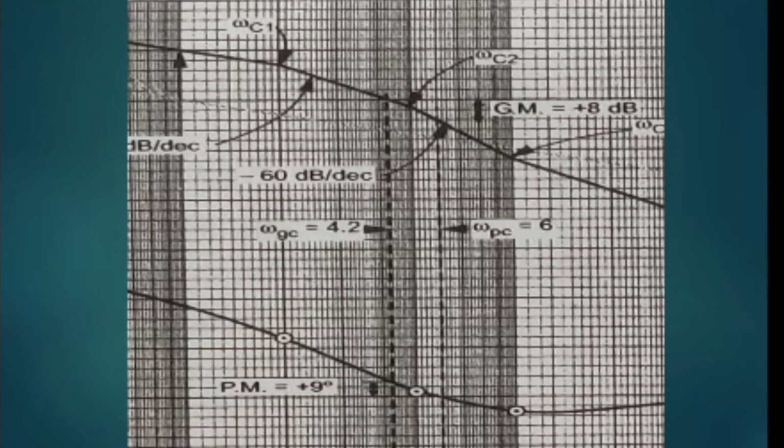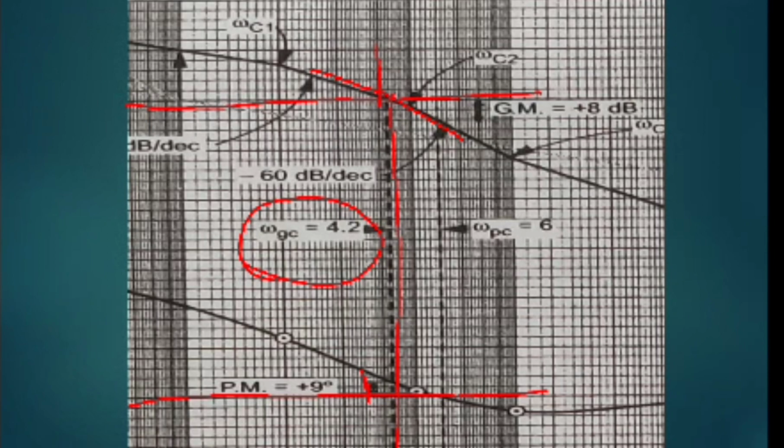The line of 0 decibel in the magnitude plot is here, and exactly where it crosses the x-axis at this particular point is omega GC. So omega GC is exactly at 4.2 radians per second. Now I'll just extend this line and check what the phase margin value is. The phase margin value will be with respect to the 180 degree line. So this is the minus 180 degree line. What is the magnitude from here to here? That is plus 9 degree.